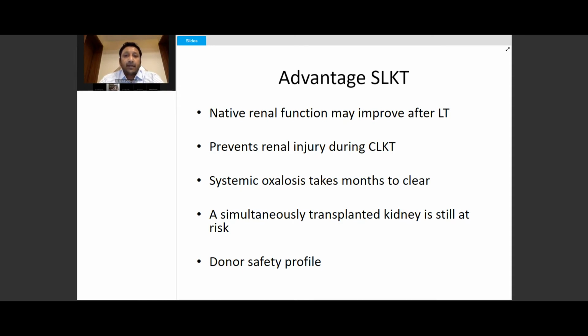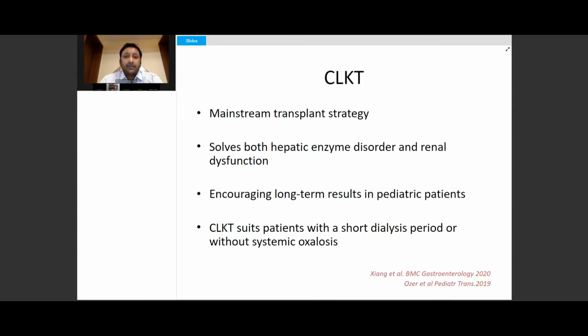Combined liver kidney transplant is still the mainstream transplant strategy for most of the patients. It solves both the hepatic enzyme disorder as well as the renal dysfunction. And there have been encouraging long-term results in pediatric patients. CLKT suits patients with short dialysis period or without systemic oxalosis. If a patient has got a severe systemic oxalosis load, then we prefer a sequential transplant over a combined liver kidney transplant to safeguard the kidney graft.